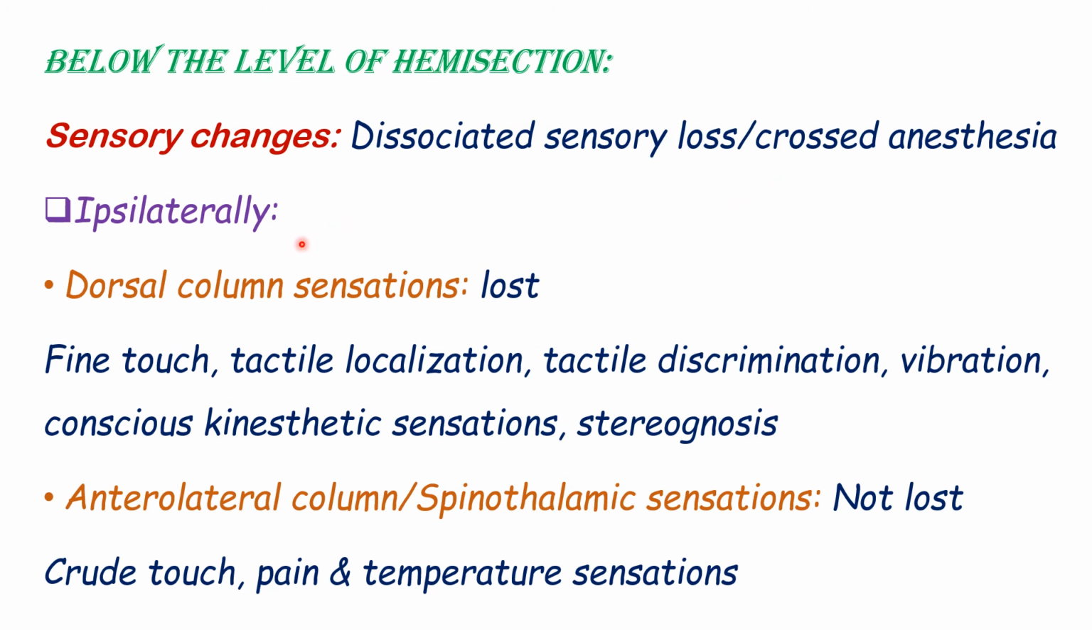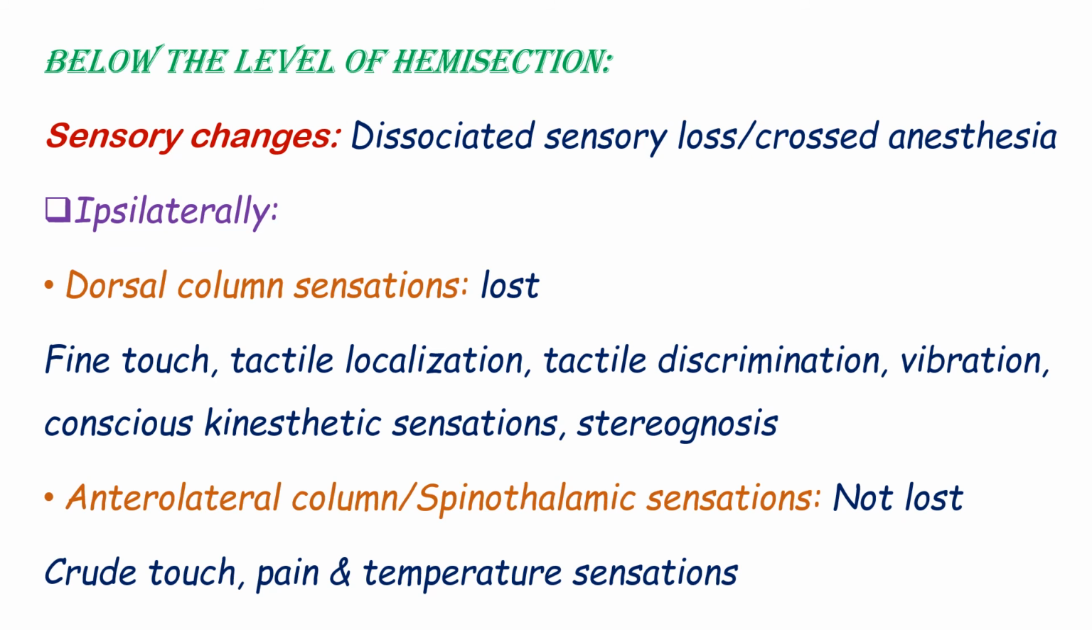So ipsilaterally, that is on the same side, which sensations are lost? Just try to recollect. Which sensations will be lost? The fibers which don't cross, which are those fibers? The dorsal column sensations are lost. So fine touch, tactile localization, discrimination, vibration, conscious kinesthetic sensation, stereognosis, they are all lost. But the anterolateral column or spinothalamic sensations like crude touch, pain, temperature are not lost because they cross to the opposite side.